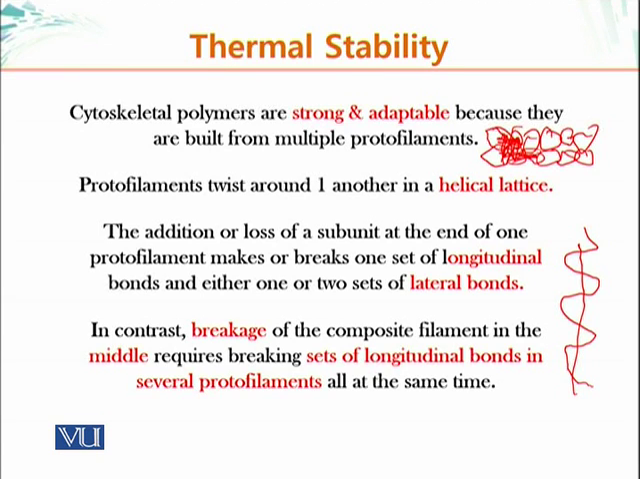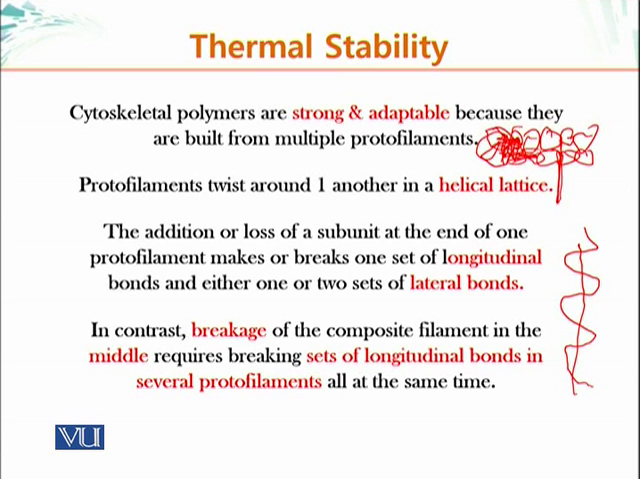So if you lose one monomer at one end of a protofilament, longitudinal or lateral bonds have to be either broken or formed. In contrast, if the composite filament were to be broken somewhere in the middle, this will result in breaking of more associations or more bonds, those weaker interactions, than if we were to lose one at the very tip. I hope that is clear, but I'll again show you in a proper diagram what I mean by that.